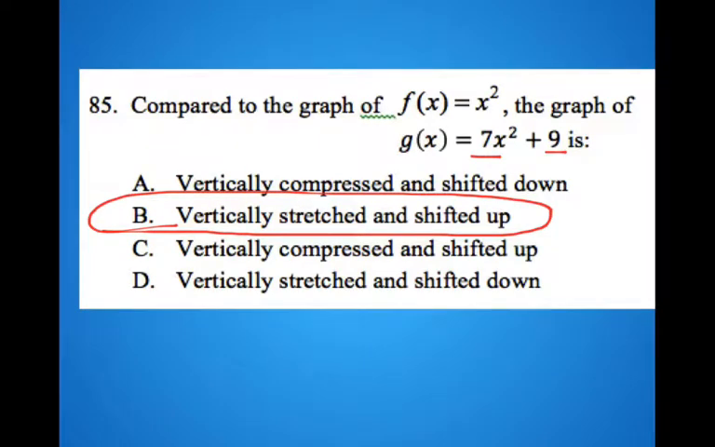What kind of transformation is taking place from this parent graph to this one? Well, there's a 7 on the outside, so that's vertically stretched. And then plus 9, it's shifted up 9 units.